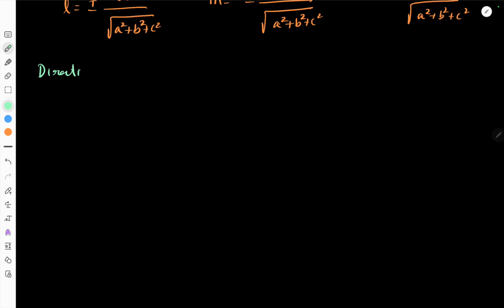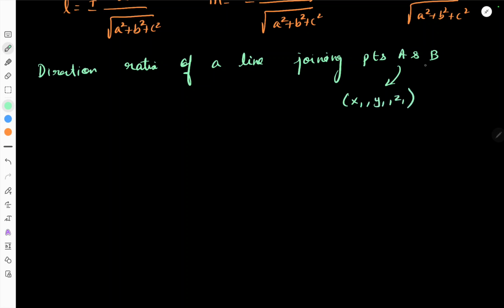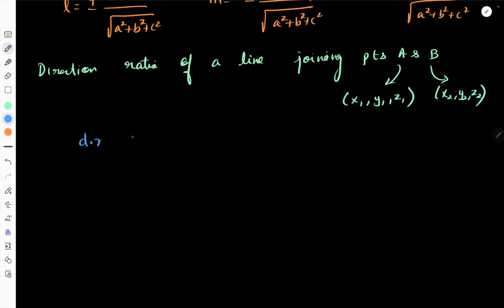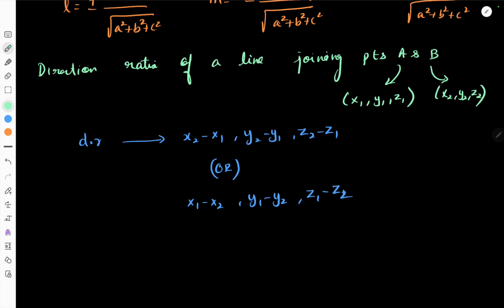Next, directional ratios of a line joining points A and B. So A coordinate I will take as x1, y1, z1, in 3D, and B I will take as x2, y2, z2. So the directional ratios for this is either x2 minus x1, y2 minus y1, z2 minus z1, or it will be x1 minus x2, y1 minus y2, z1 minus z2. Suppose if I have AB vector, and A coordinate is x1, y1, z1 and B is x2, y2, z2, which means the initial point is A and the terminal point is B.